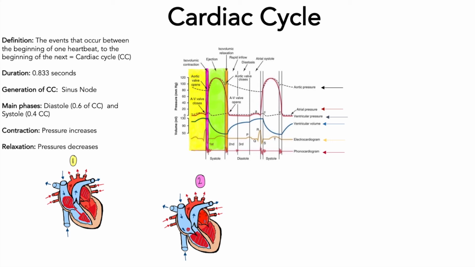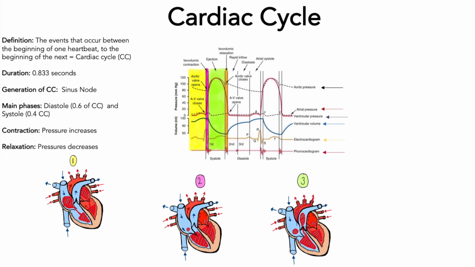Eventually, when the pressure in the ventricles increases and exceeds that of the pulmonary artery and aorta, the pulmonary and aortic valves open and blood is ejected from the ventricles. This phase here, highlighted in green, is known as rapid ejection. Once the blood has neared emptying from the ventricles, the pressure in the ventricles lowers again below that of the aorta and pulmonary artery, and so the semilunar valves close, creating heart sound 2.